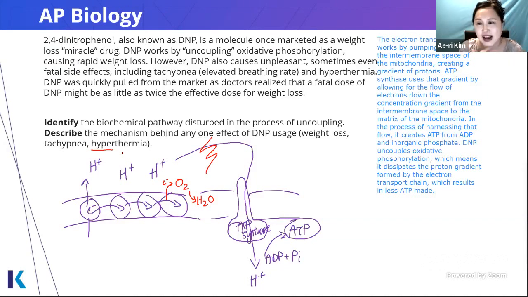Exactly, Manel. Yeah, so you break down your fat to make up for the lack of energy, or you eat more.